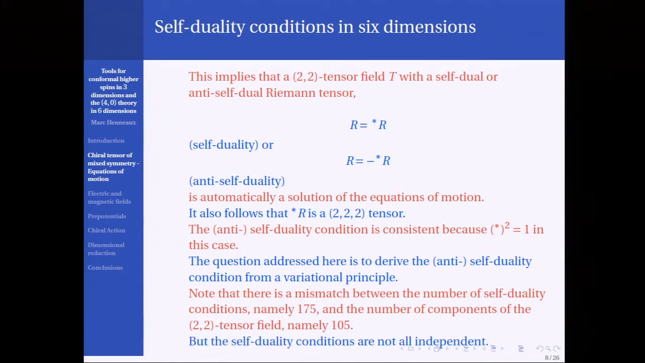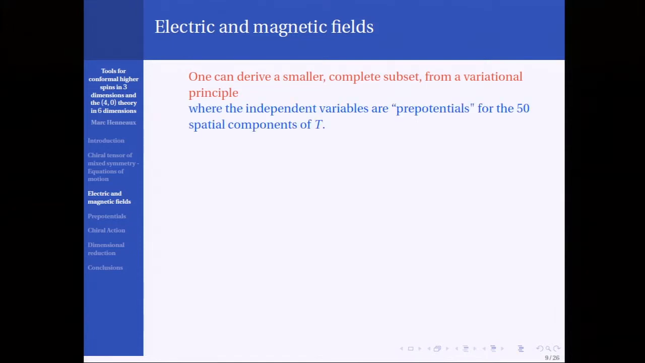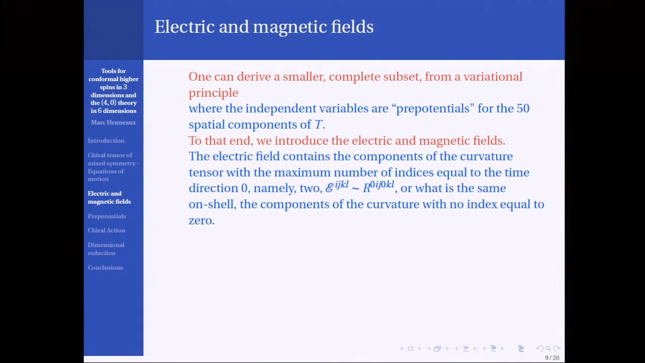So how do we construct a complete subset? Well, one way to proceed is to introduce electric and magnetic fields, just actually as one does for the 2 form. Now, how are these defined? Well, I will first motivate the definition. Well, I will define the electric field.